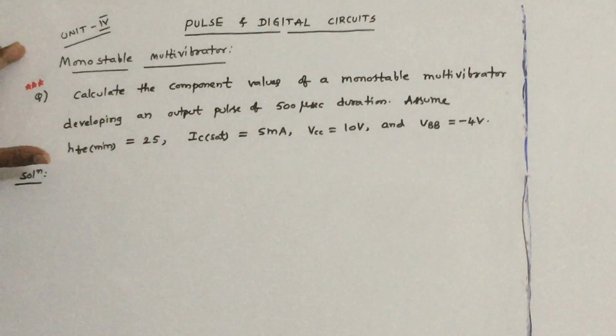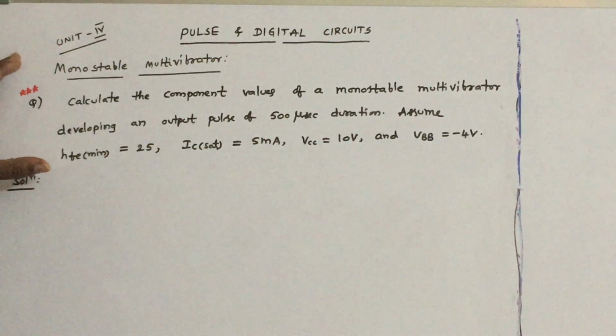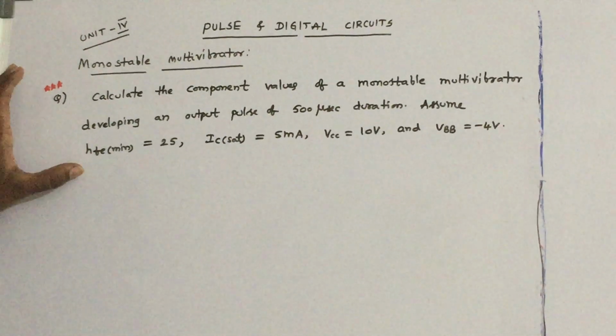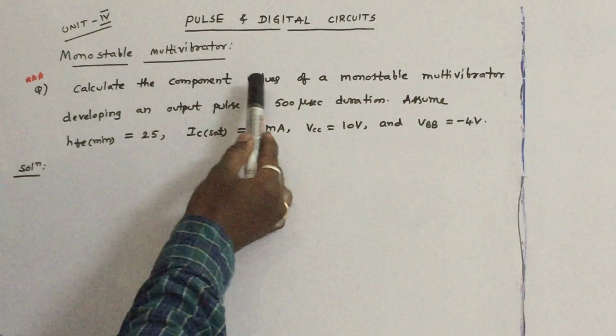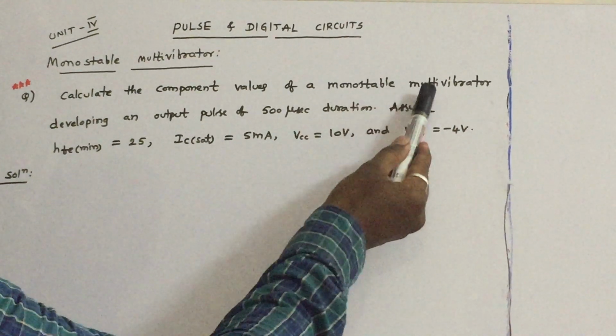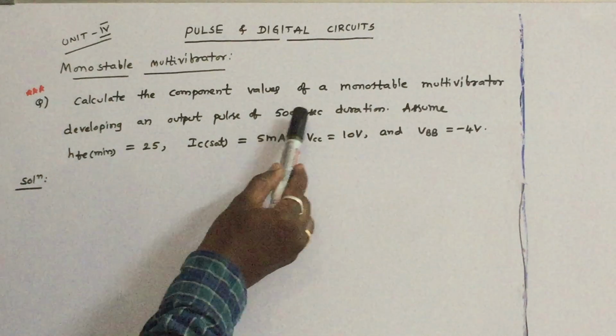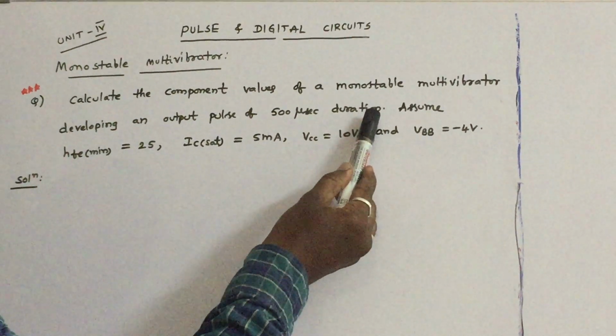So let us see some design problems on monostable multivibrator. This is the previous examination question. Let us see this question. Calculate the component values of a monostable multivibrator developing an output pulse of 500 microseconds duration.